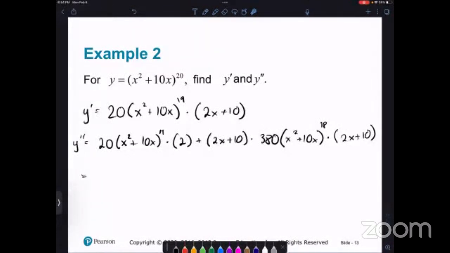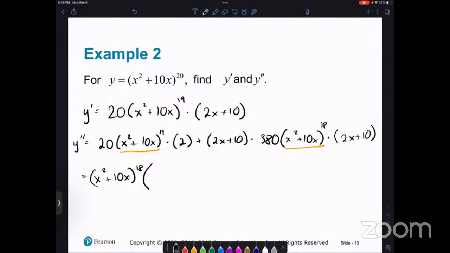Let me see if I can highlight my like terms. Both terms have this x squared, this guy. They do not both have that one, but they do both have the x squared plus 10x. Okay, so we can factor, they both have at least 18 of those. So I could factor out x squared plus 10x to the power of 18. And what that's going to leave us with, now we could factor out some 2's. There's a 40 there.